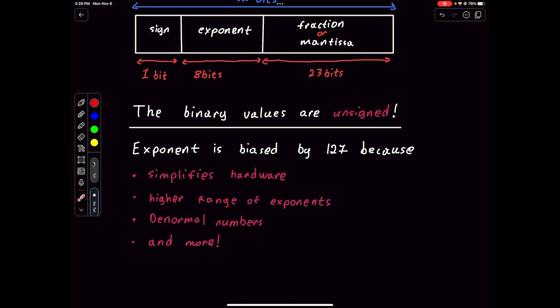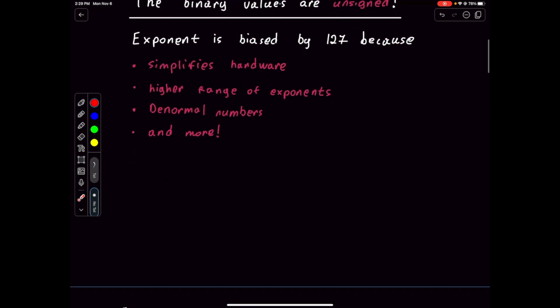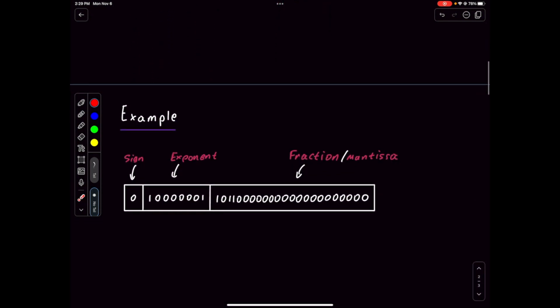All right, so the next thing to know is that the exponent is biased by 127. I'm not going to go too deep into that, but just know that this simplifies hardware implementation, provides us a higher range of exponents, gives us the normal numbers, and more. I'm going to talk about normalized versus denormalized, and we'll see what the differences are. Now let's do an example.